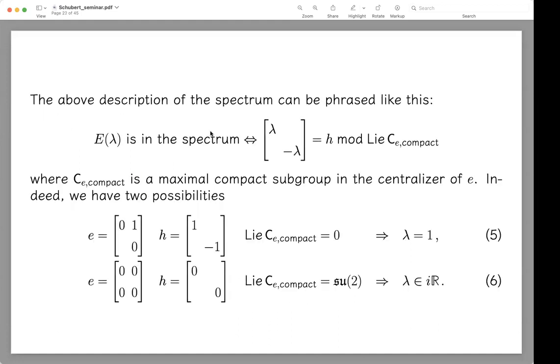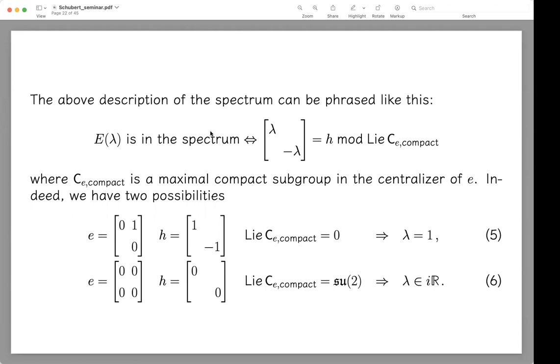And then the above description of the spectrum, you can phrase as saying that lambda is in the spectrum if and only if this lambda, minus lambda equals the characteristic modulo the maximal compact subgroup in the centralizer of the nilpotent element. So it's clear if you have a nilpotent element, then the characteristic is defined only up to the centralizer of E, as the solution of H commutator E equals E. And the ambiguity that you're allowed to take is in the Lie algebra of the maximal compact in the centralizer. So how does this work in this example? If E is non-zero nilpotent, then its characteristic is 1, minus 1.